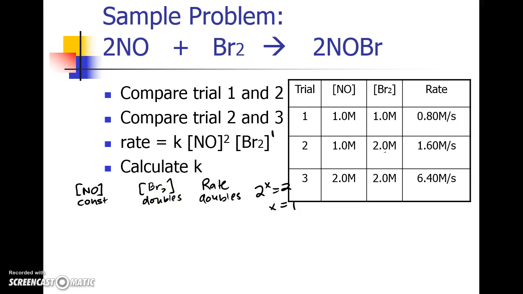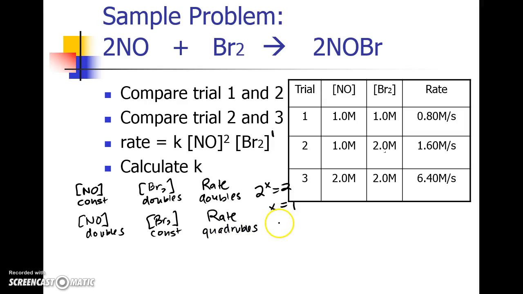Now I'm going to see how NO affects the reaction. So I'm going to compare trials 2 and 3. Notice again, I'm not going to compare 1 and 3 because we go from 1 to 2 and 1 to 2. So I need to hold something constant. So in this case, if I look at NO in 2 and 3, NO doubles, Br2 is constant, and my rate goes up by 4 times. It quadruples.